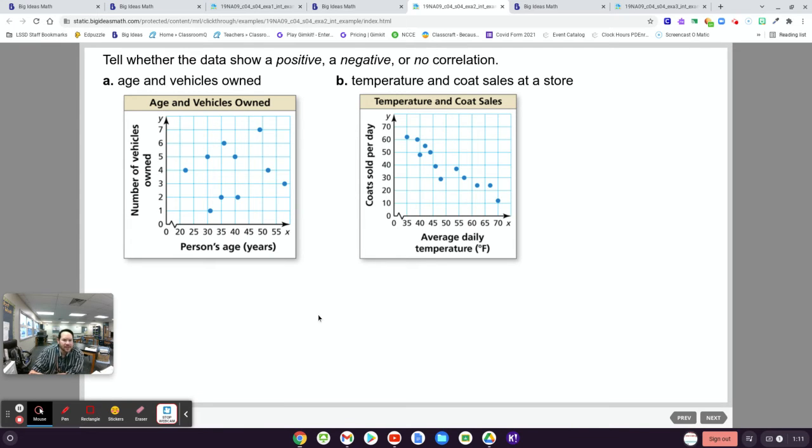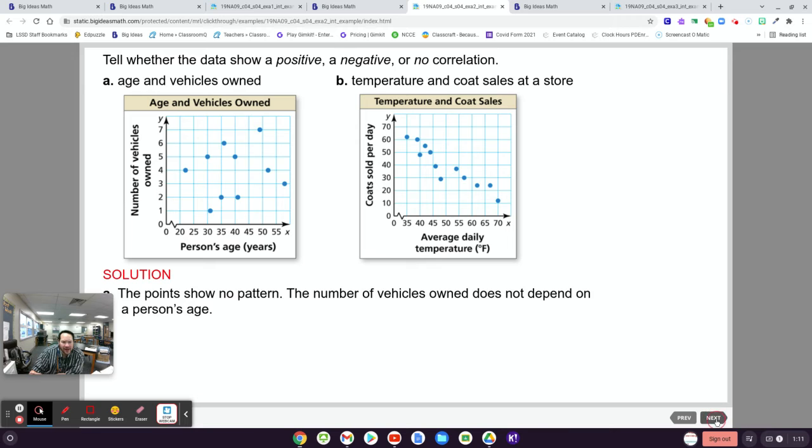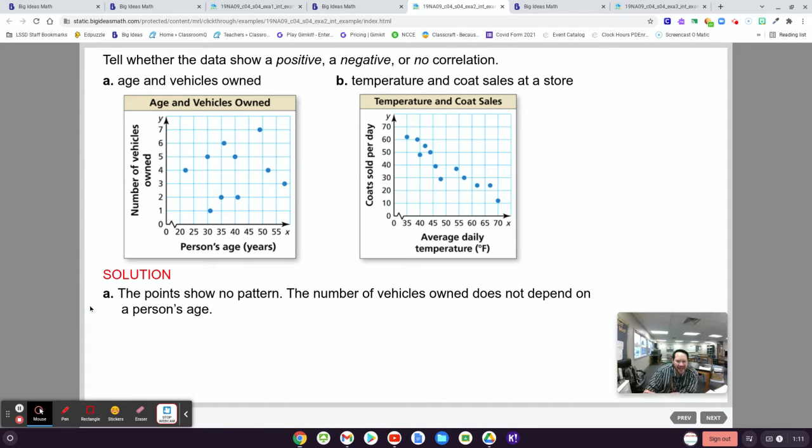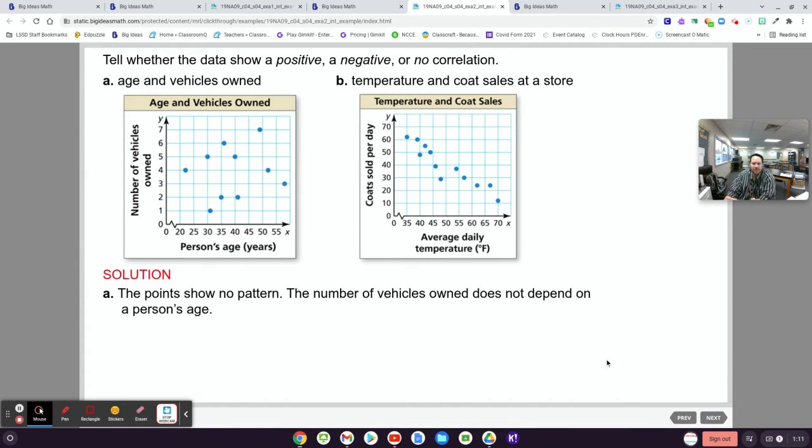Okay, so let's take a look at these. Here we have a graph that has a bunch of different ages and number of vehicles owned. So this is this plot right here. For graph A, is that a positive, a negative, or no correlation? Okay, so for graph A, you'll see there's no real pattern, which means that the number of vehicles owned does not depend on a person's age. There is no correlation for graph A.